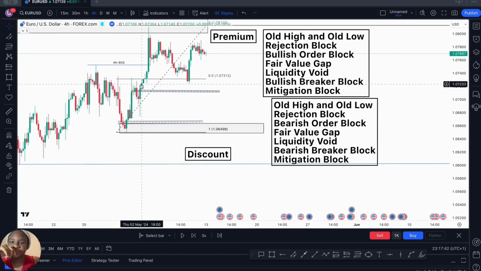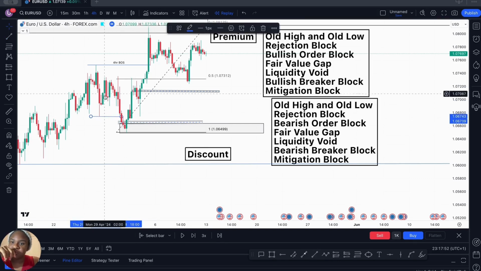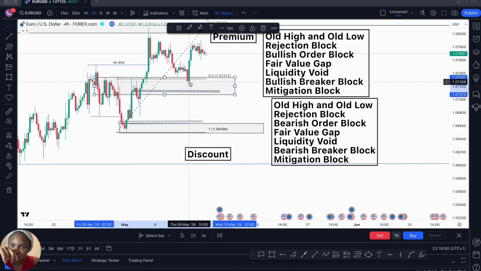Liquidity void, no. Is there a bearish breaker block? No, but this is a breaker block. Why? Because there was a form of structural break here. So I can mark this whole place as my breaker block, and that's what made this candle react here. Do you see it? If you're using ICT, market always reacts in every form of way. That's what made market come down here and react, because there was a breaker here.